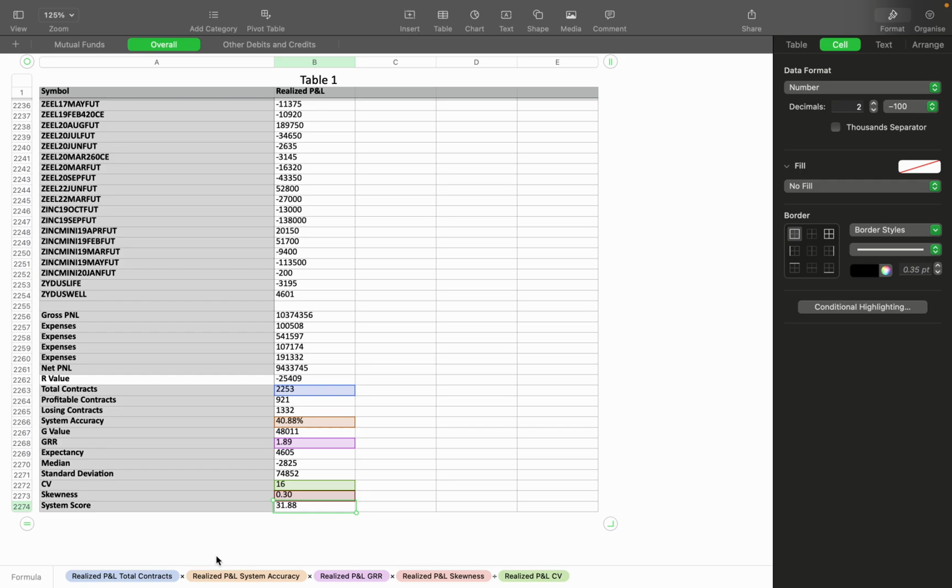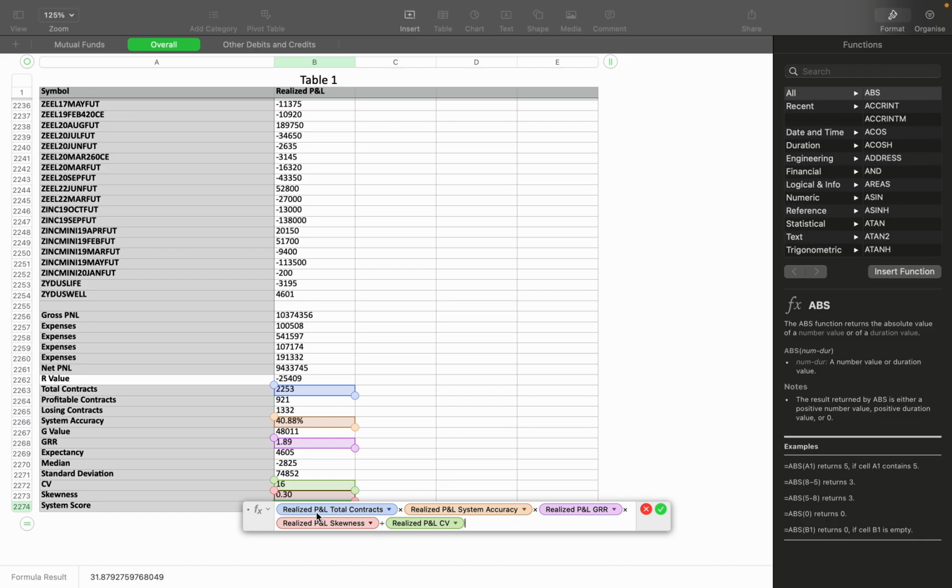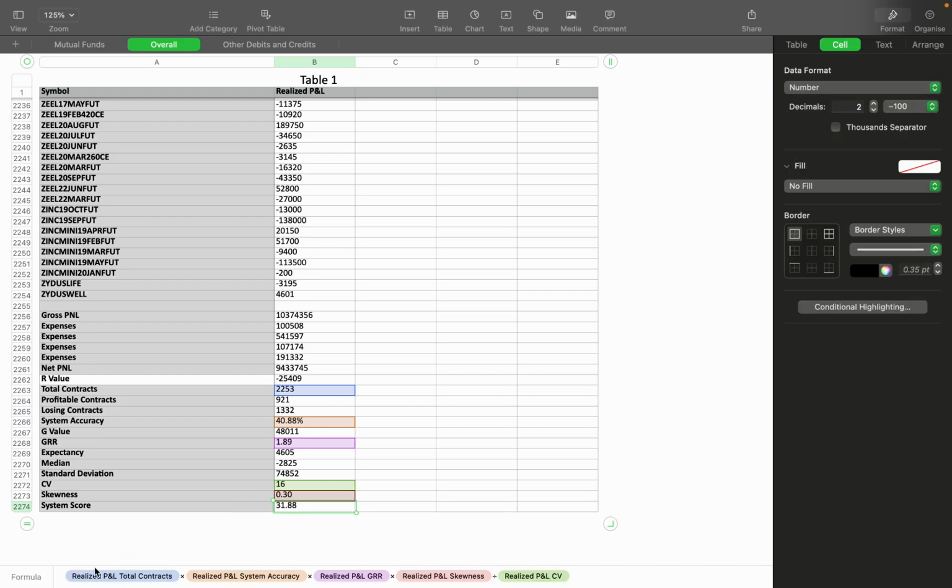So a successful system is a system in which our realized PNL is really good. So our realized PNL of total contract value. Anyways, the function here is that the total PNL that I have realized, the more PNL the better. The total system accuracy, this 48% accuracy that we are seeing, the higher the accuracy, the better. The higher the risk reward, the better.